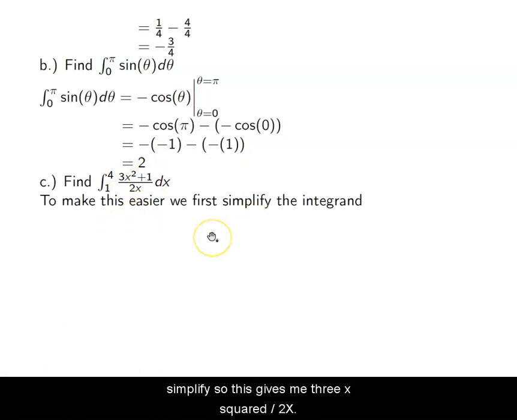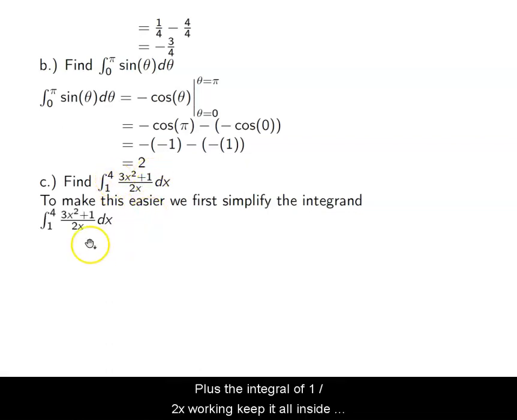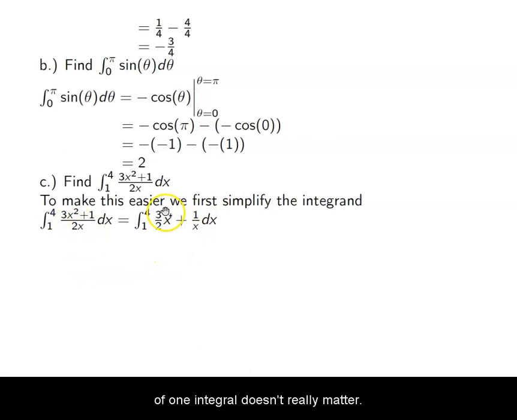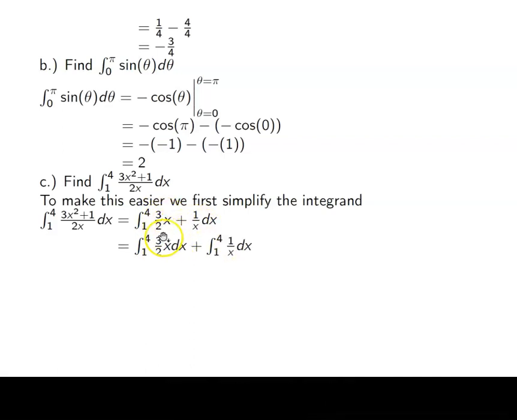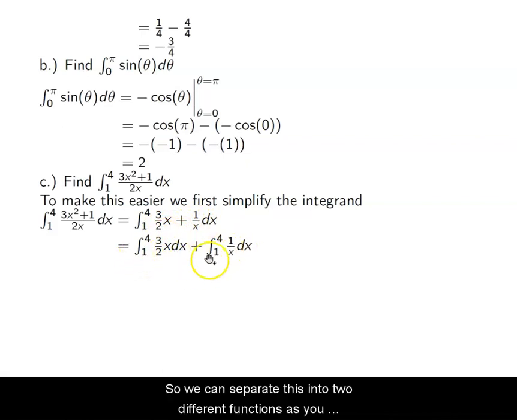So first we're going to simplify the integrand. So this gives me the integral of 3x squared over 2x plus the integral of 1 over 2x, or we can keep it all inside of one integral. It doesn't really matter, okay? But the nice thing is, now it's a lot simpler to deal with. We have a 1 over x, which we have an antiderivative for, and we have a 3/2 x, which we also have an antiderivative for, because this is a power rule. This is not a power rule, okay? So we can separate this into two different functions.